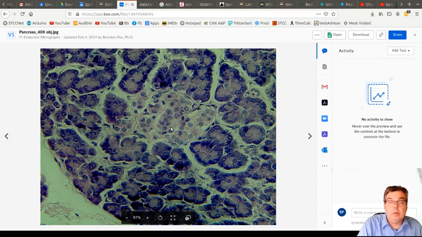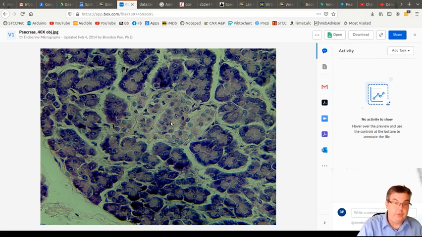Now, there are a few different types of cells in the pancreatic islet. Alpha cells and beta cells are the main ones. Alpha cells make glucagon, beta cells make insulin. Now, we can't actually tell what are alpha cells and what are beta cells in this tissue because we haven't stained for the markers for that.